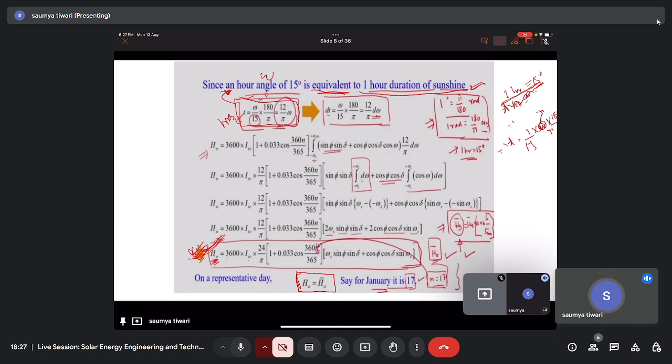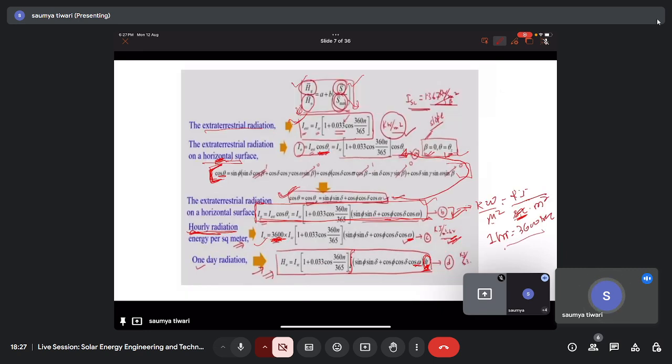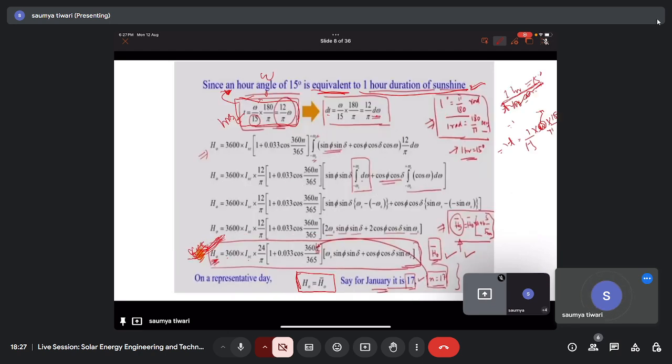This is for daily, right? What we have calculated is for 1 day. If we calculate it for a particular day of a month that is considered as the average day for that month, which we discussed in the previous class also, this can represent a whole month. So it will be h naught bar. Say for January, the average day is 17. If we calculate it for n equal to 17, this represents the average daily global radiation we calculated for the whole month.